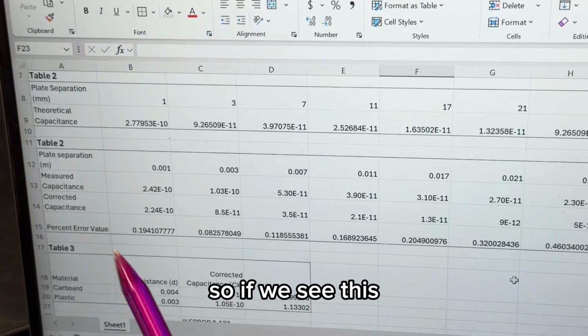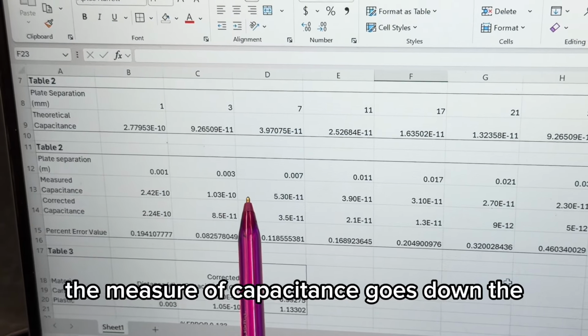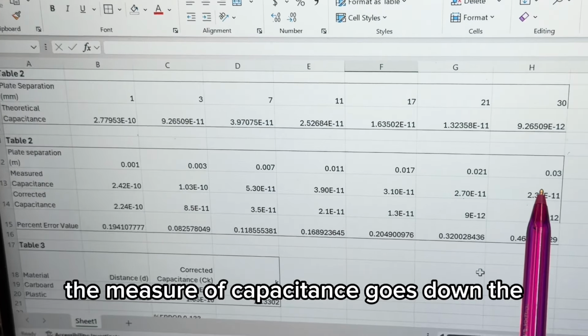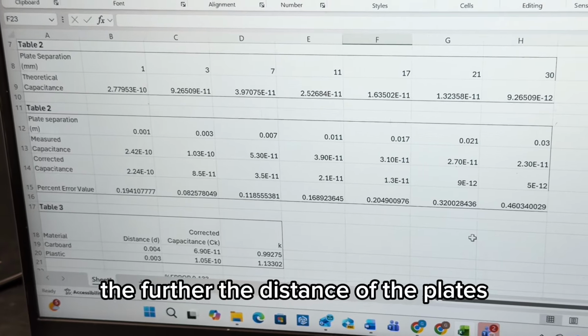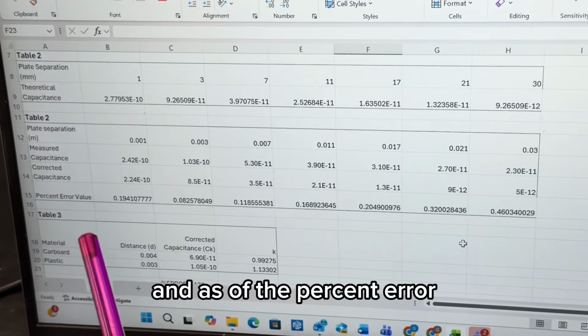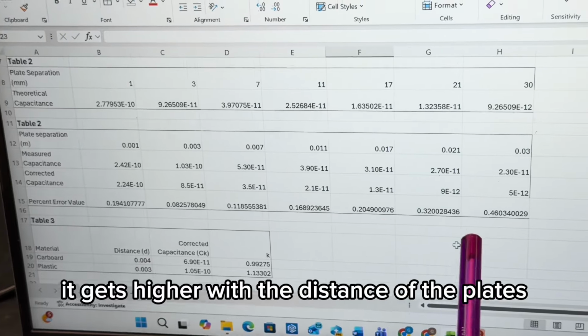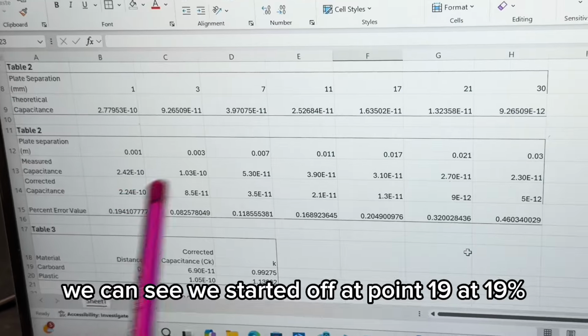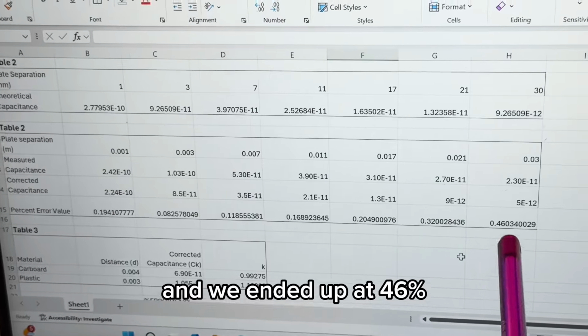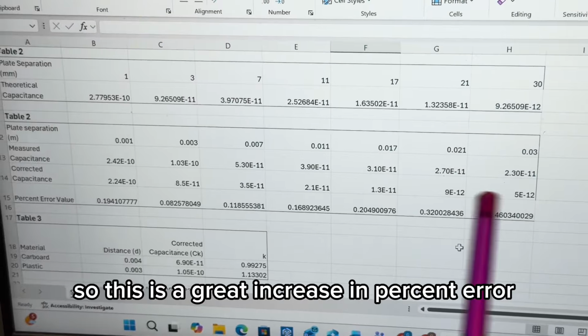So if we see this, the measured capacitance goes down the more the plates increase in distance, because the capacitance lowers the further the distance of the plates. And as for the percent error, it gets higher with the distance of the plates. We can see we started off at 19%, and we ended up at 46%. So this is a great increase in percent error.